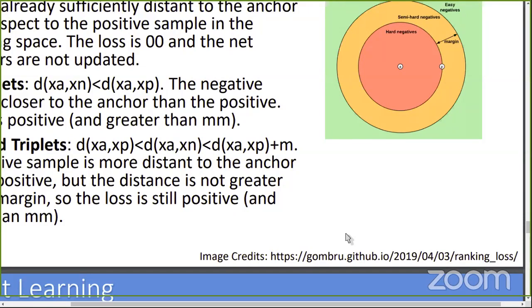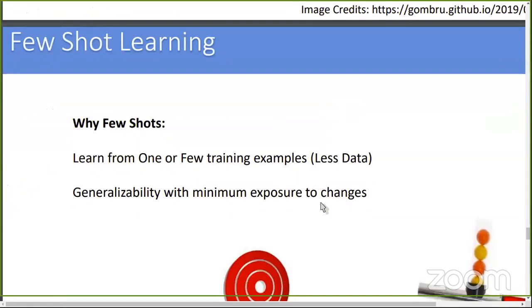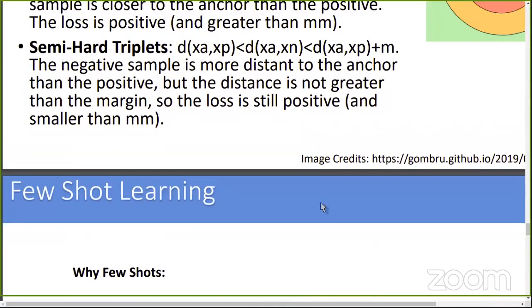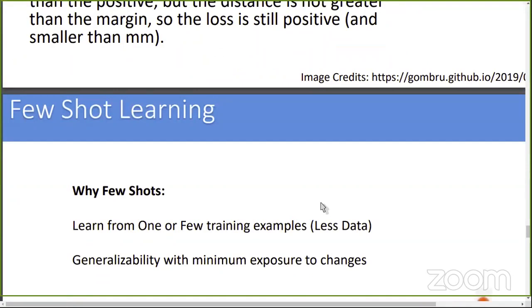So hope the triplet stuff is clear. Let me know in case you guys have any question. I'm not hearing any voice. Should I move on? Yes, it's clear. Please go ahead.